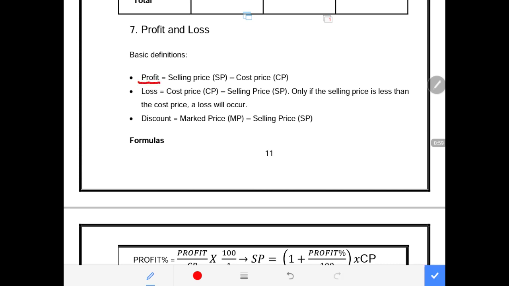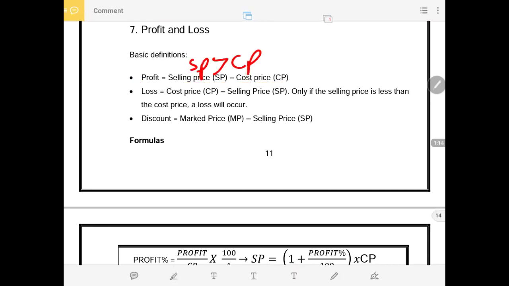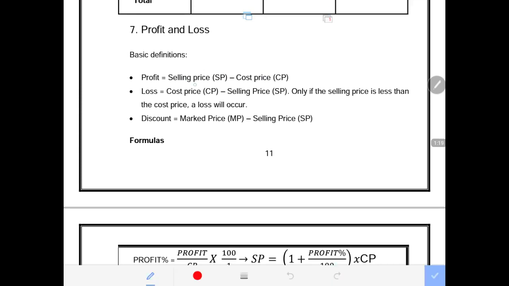Profit, obviously profit and loss, we are dealing with the profit or loss on the sale of an asset. Selling price minus cost price is equal to a profit. Obviously, we are under the assumption that the selling price is greater than the cost price. That is why we are making a profit. A loss is a cost price minus selling price, and we are under the assumption that the cost price is greater than the selling price. That means we are selling the asset at a price less than the cost that we have bought it for.